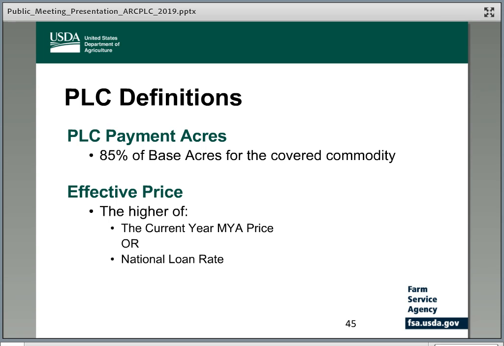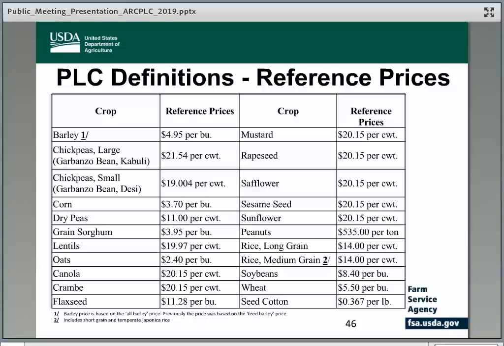The effective price for the year is going to be the higher of the current year's marketing year average price or the national loan rate for that specific covered commodity. Whichever one is higher is what we will use for the effective price.